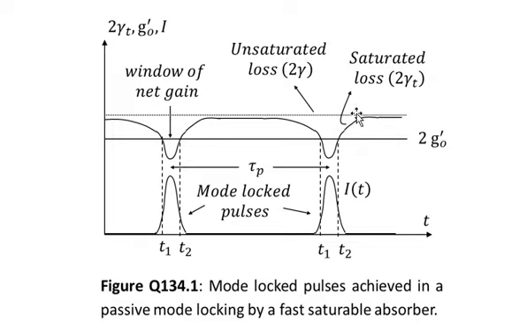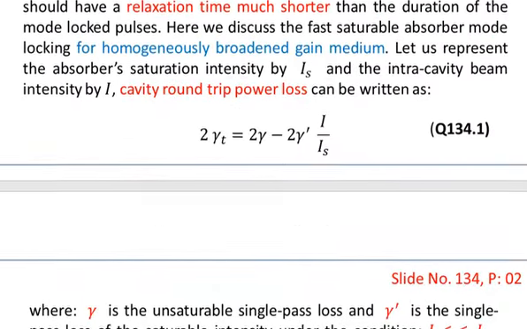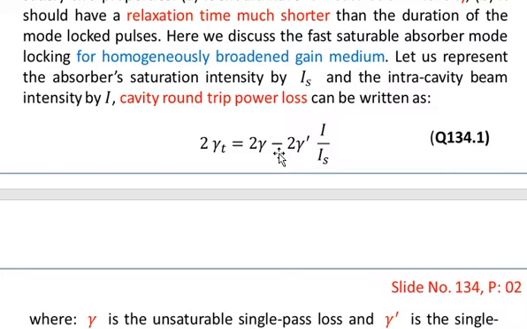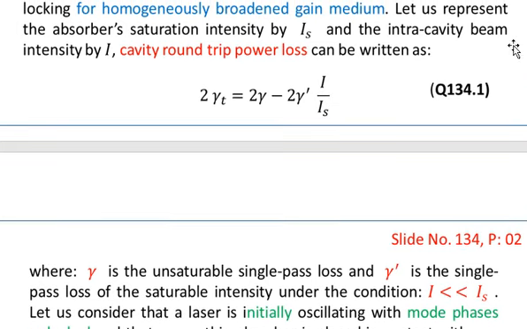And you see that there is another quantity which is called the saturated loss, 2 gamma t. And you know that 2 gamma t was obtained in the expression from equation number 1. Let me show you 2 gamma t. 2 gamma t is actually the difference between 2 gamma and 2 gamma prime times I over Is. You see that we have to compare our net loss, 2 gamma t, sorry, 2 gamma t.